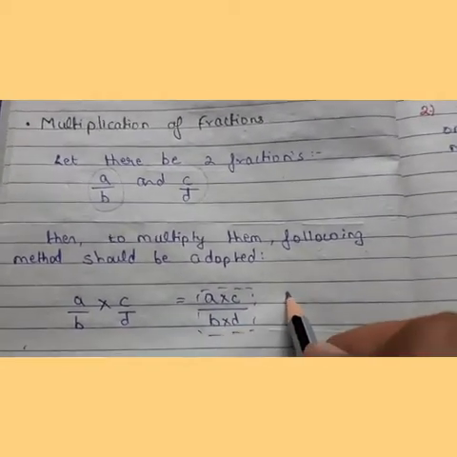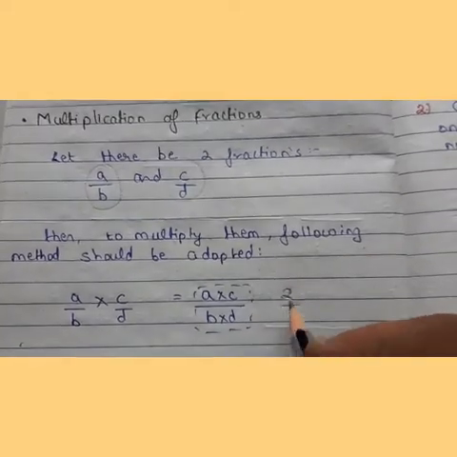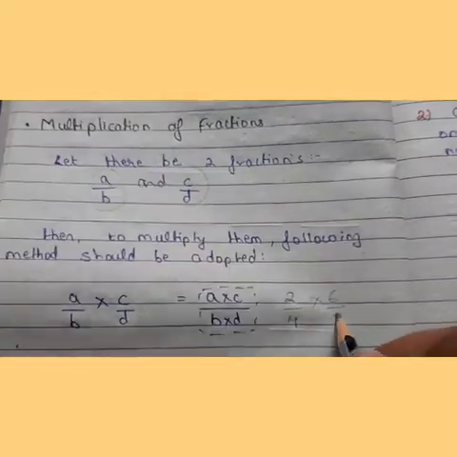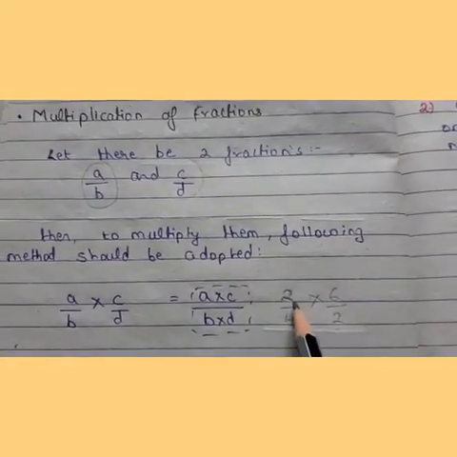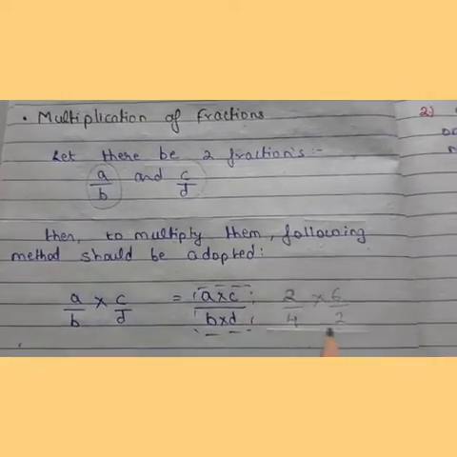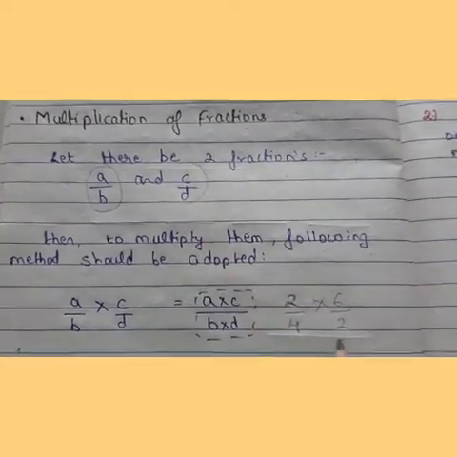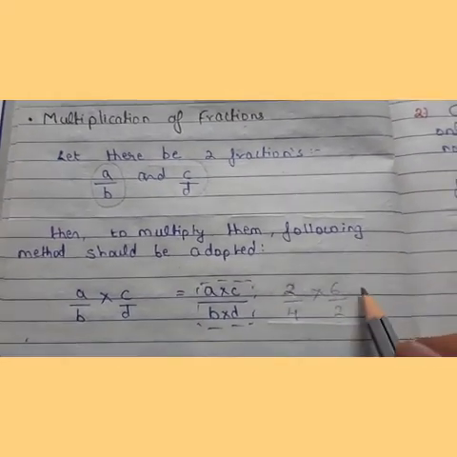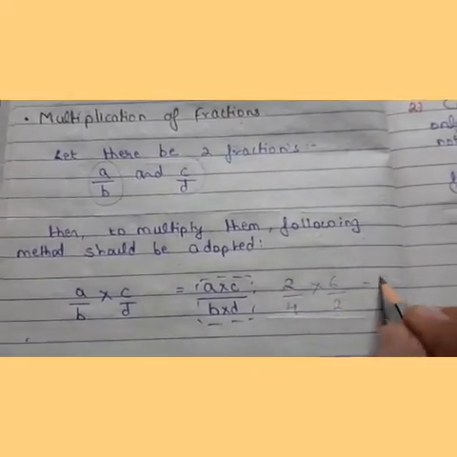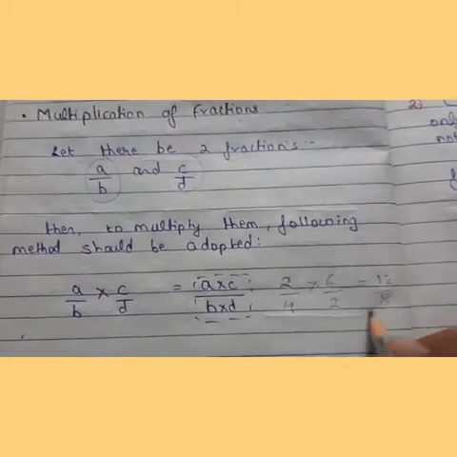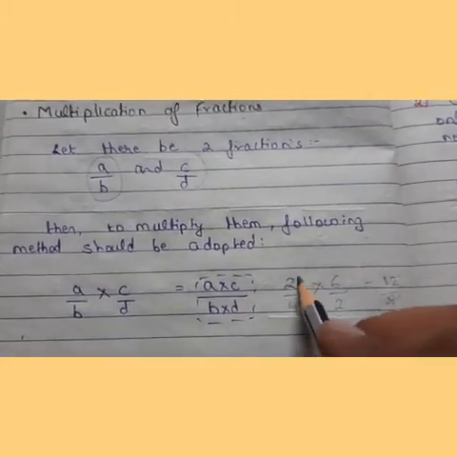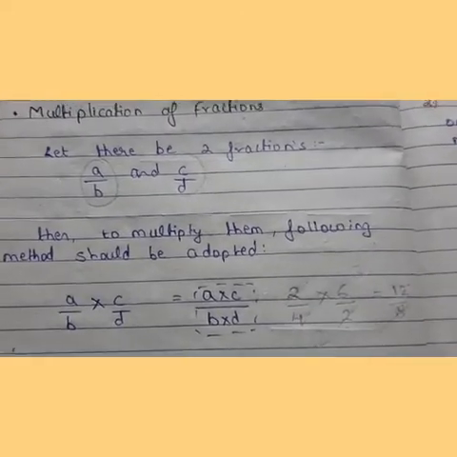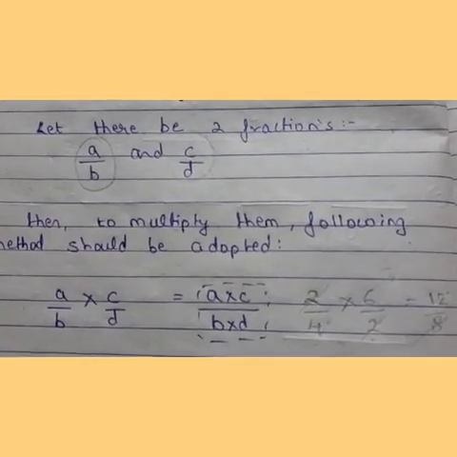Example, if it is given 2 upon 4 into 6 upon 2. Now this 2 upon 4, it is coming in place of a upon b. 6 upon 2, it is coming in place of c upon d. So by the method of multiplication of fraction, either we can solve it like this: 6 into 2 12, 4 into 2 8, and then we can cancel, or we can cancel here also, that is 2 2 3 are 6, 2 2 are 4. So this is how multiplication is done.